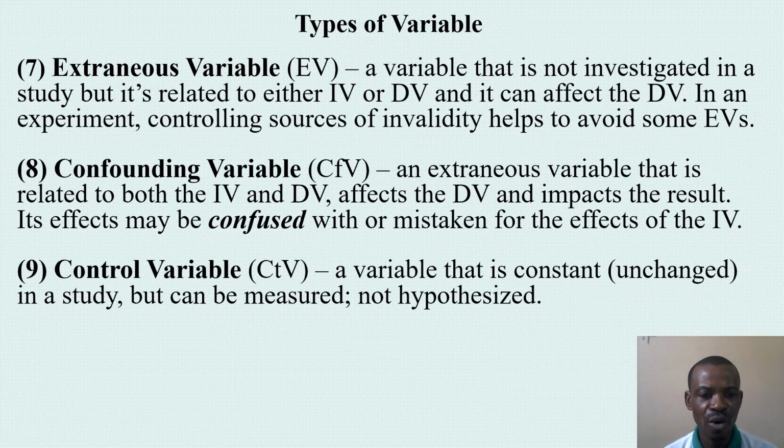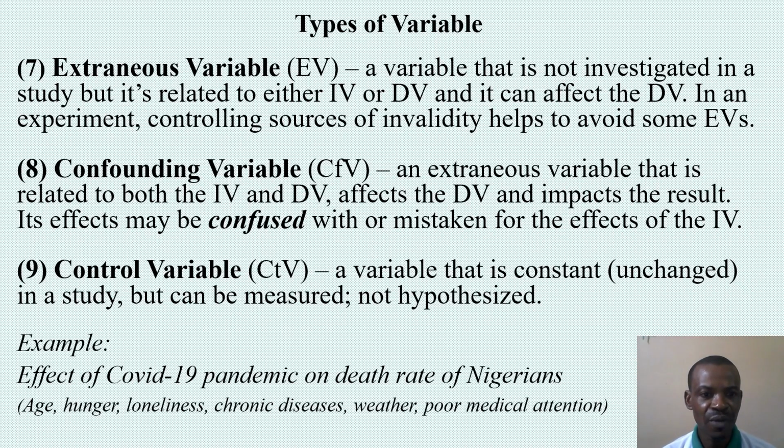Before we show the practical demonstration of these two variables, let's also just quickly look at the control variable. In research, there's what we call a control variable. A control variable is a variable that you leave constant as a researcher, a variable that you presume does not change in that study, but you can measure such a variable. However, you do not hypothesize such a variable. Now, let's look at a practical example of how to explain these two types of variable here.